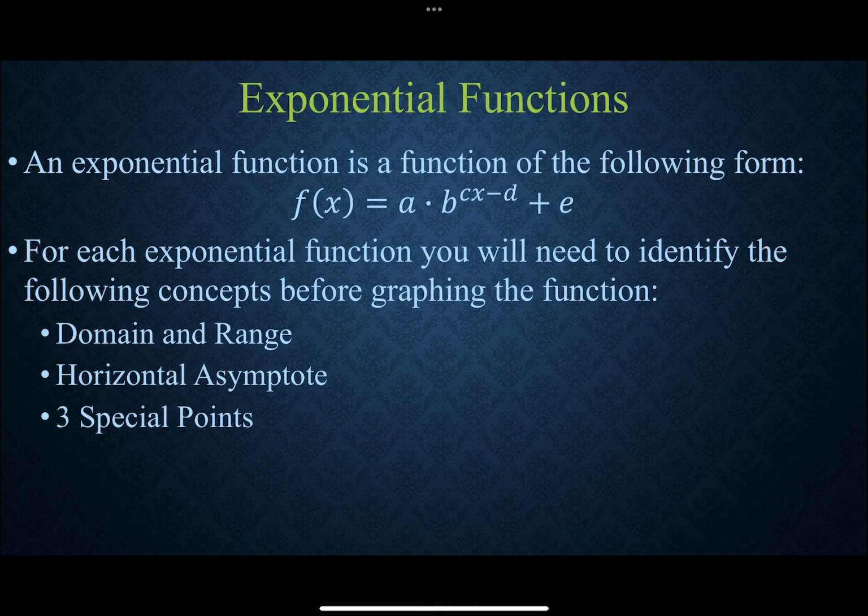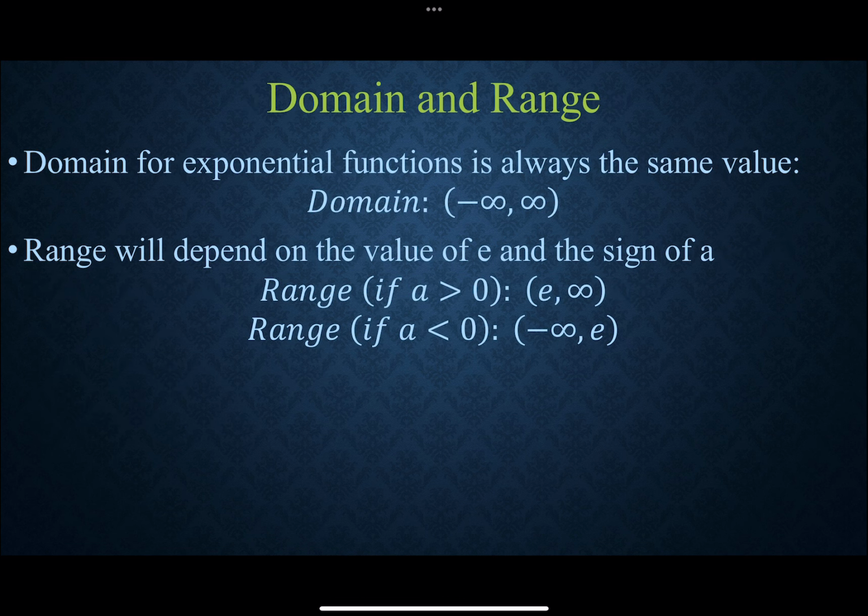To create our graph, we're going to be finding a couple of different concepts. The idea of domain and range, where the function exists horizontally with the x's and with the y's. The idea of the horizontal asymptote, related back to the rational functions from Unit 3. And then the three special points we're going to use to make this graph. Domain and range will be very straightforward. For exponential functions, domain will always be negative infinity to positive infinity. There is never an x value that will cause the function to be undefined.